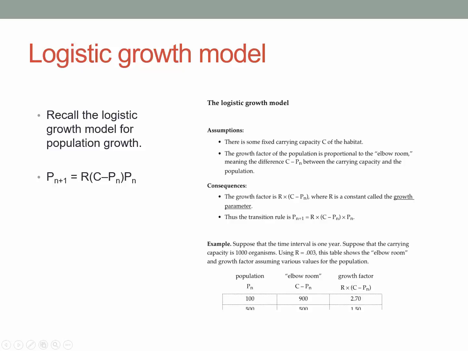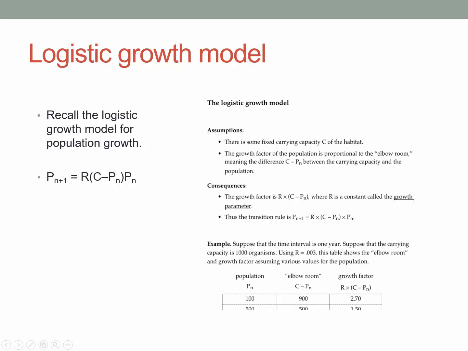Over on the right, I'm reminding you what we had said about the logistic growth model, that it was built on certain assumptions, and that these assumptions led us to this rather compact formula, which says that P(n+1) is R times (C minus Pn) times Pn. That is to say, if you want to compute the population one unit of time further along, you take the present population and you multiply three factors, one of which is the present population, another is the elbow room, and R is a constant which is used in the model, and it's called the growth parameter. So we had already explored that.